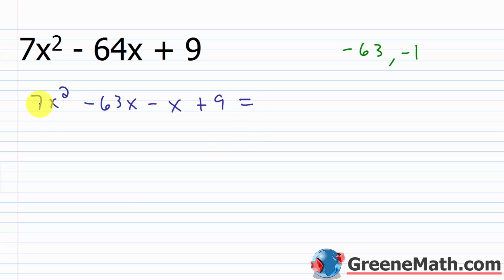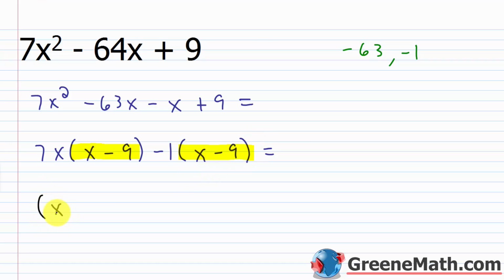From the first group, the first two terms, I can pull out a 7x, and I would have x minus 9. From this group, I'm going to pull out a negative 1, and I would have x minus 9. So you can see you have a common binomial factor of x minus 9, and you go ahead and pull that out. You would have x minus 9 multiplied by 7x minus 1.